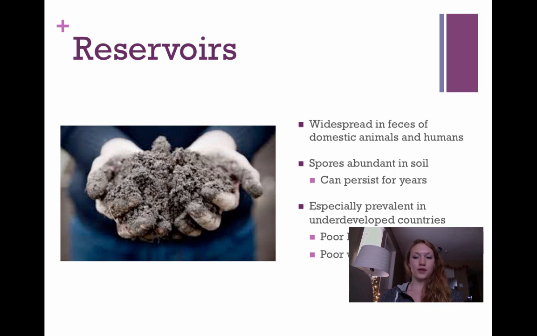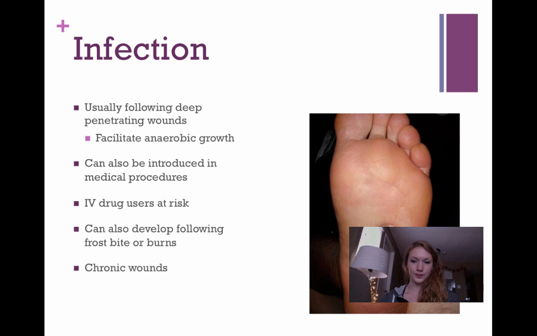Tetanus is widespread in the feces of domestic animals as well as humans, but it's simply not harmful when in the digestive tract. Those spores are very abundant in soil, and the endospores can persist for years. Tetanus is especially widespread in underdeveloped or economically challenged communities, which have poor hygiene or poor waste disposal, and very little access to wound care.